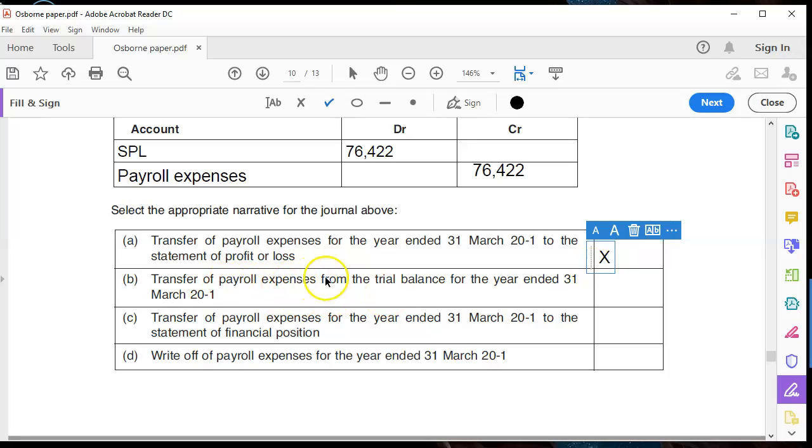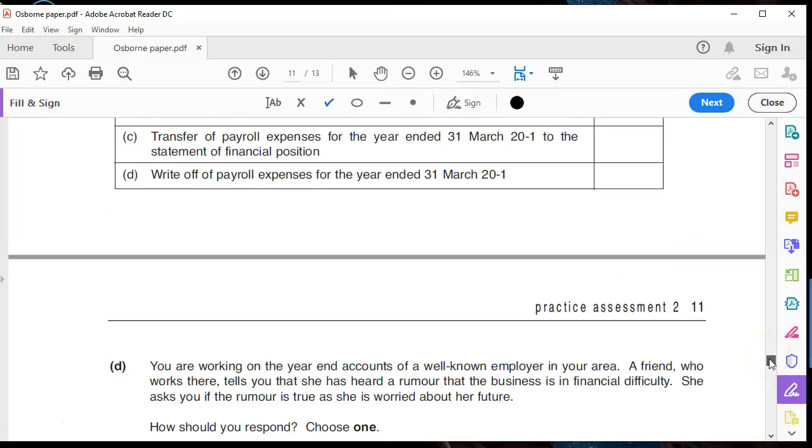Transfer of payroll expenses from trial balance for the year ended 31st of March 2001. So you're not transferring to the trial balance, you're transferring to the financial statements. So that is not a correct statement. Transfer of payroll expenses for the year ended 31st March 2011 to the SOFP. You are not transferring to SOFP, you are transferring to SPL. Writing off of payroll expenses, you are not writing off. So this is the correct answer, transferring the payroll expenses for the year ended 31st of March 2011 into the SPL.